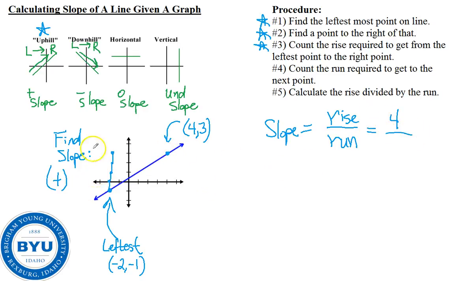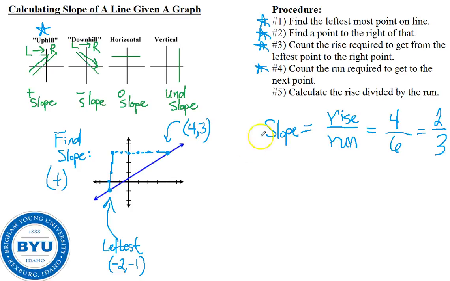And my run is going to be how far I have to go from left to right to get to the next point. Let's find out. 1, 2, 3, 4, 5, 6. So I have to run 6 spots to the right. That's step number 4. In the last step, we just need to divide these. So we'll take the rise divided by the run. We get 4/6. This does simplify, and so I'm going to divide the top and bottom by 2 to get 2/3. The slope of this line is 2/3, and it's positive, which means it goes up from left to right.